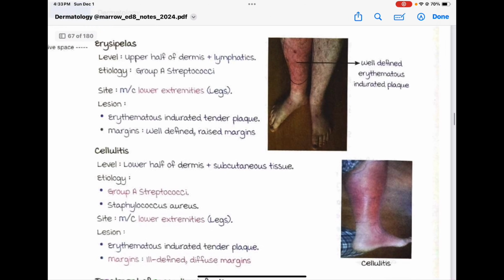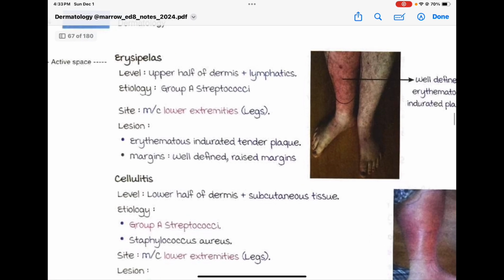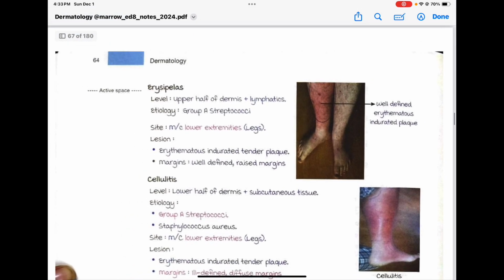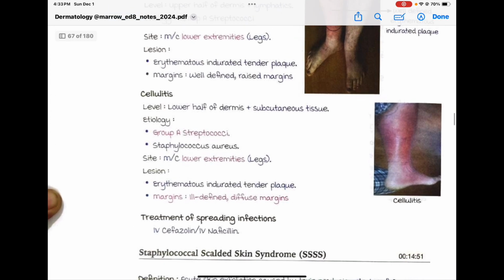Erysipelas. I have made a video on how to differentiate between erysipelas and cellulitis. You can check that out. Erysipelas involves the upper half of the dermis plus lymphatics. Group A streptococci, most common on the lower legs. Lesion: erythematous, indurated, tender plaque with well-defined, raised margins. Cellulitis has no well-defined margins, but erysipelas has well-defined raised margins.